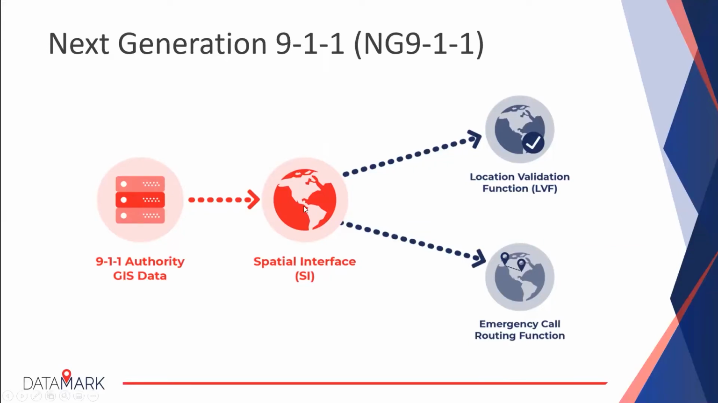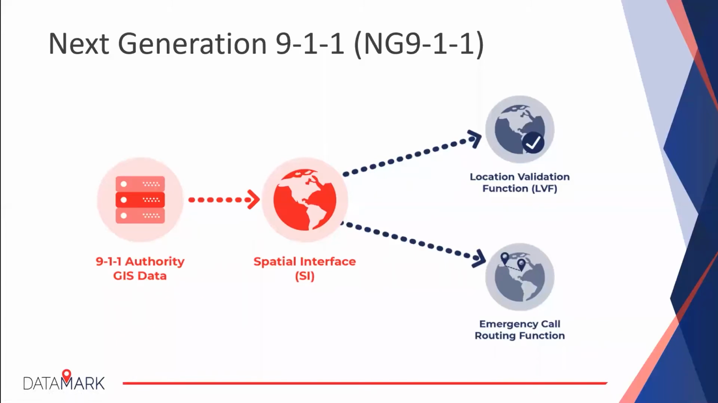The spatial interface is also going to transform your data into WGS84. So whatever projection it's in now, it's going to then provision it into a datum of WGS84. You don't have to do that prior to the spatial interface. Let the spatial interface do that for you. And then the spatial interface is also going to do some quality assurance checks before it even provisions the data to the location validation function and the emergency call routing function. It's going to check to make sure that it has everything it needs in order for these two other servers, the location validation function and the emergency call routing function, to work.